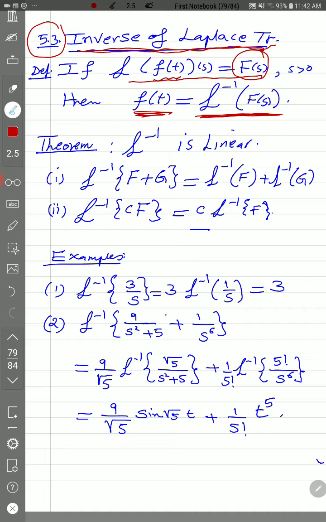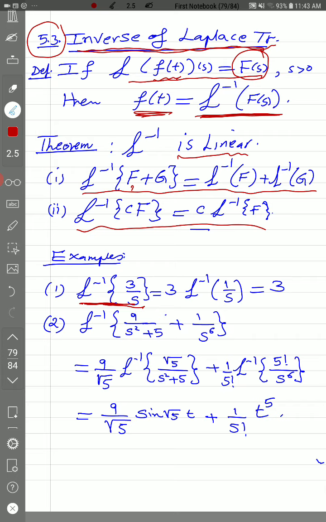And again, we have the theorem that L inverse is linear, the same as we have it for L itself. So these two properties, 1 and 2, we know, as I said. Now I will give you some examples for calculating the inverse. L inverse, this is a very easy trick. L inverse of 3 over s. I give you the second column of the table, and we need the first column. So you take 3 out, and you go to the second column. What's L inverse of 1 over s? It's 1, multiplied by 3, so we get the result 3.